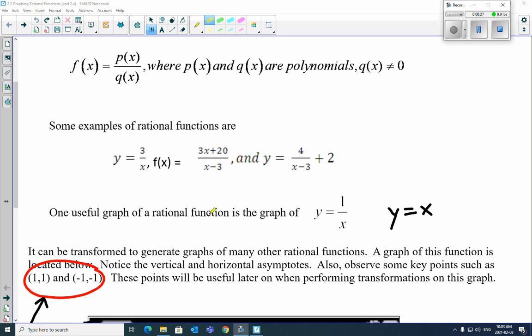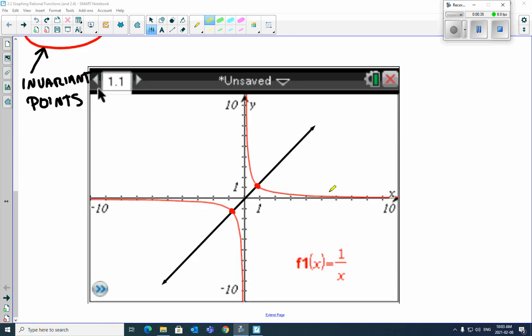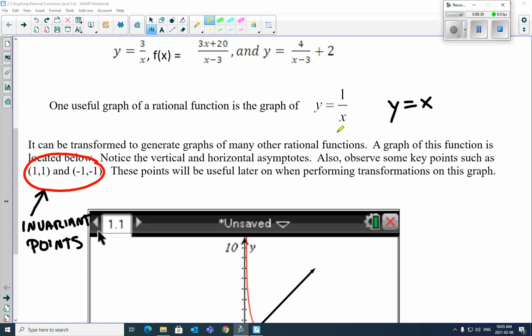So what we're going to do is let's look at the basic one. Let's look at y equals 1 over x. So the original would be y equals x, right? So y equals x is just the black line on here, right? You can see that. And when we do the rational of it, it's 1 over that.